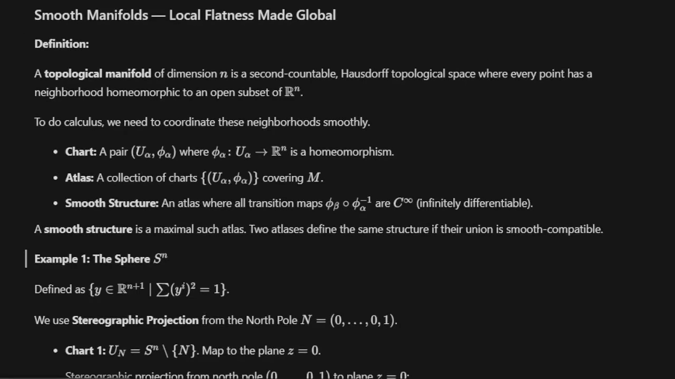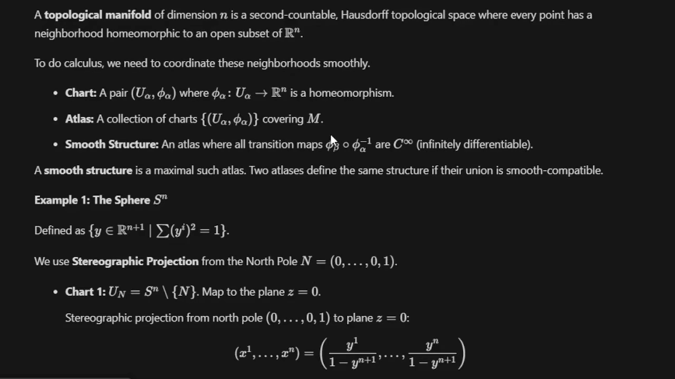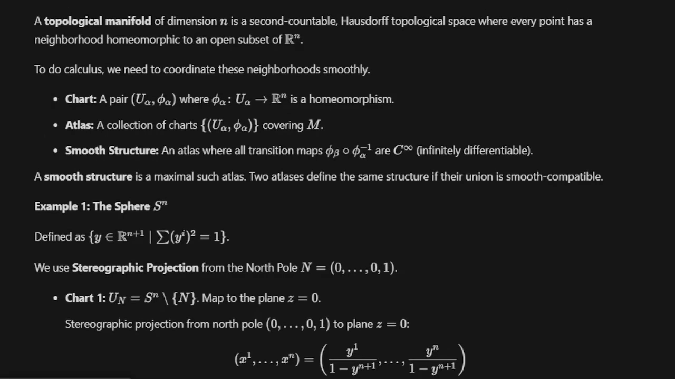So a topological manifold, we need to define this first. This is of dimension n. It is a second countable Hausdorff topological space where every point has a neighborhood homeomorphic to an open subset of Euclidean space in n dimensions. Okay, so to do calculus, you need to coordinatize these neighborhoods smoothly.